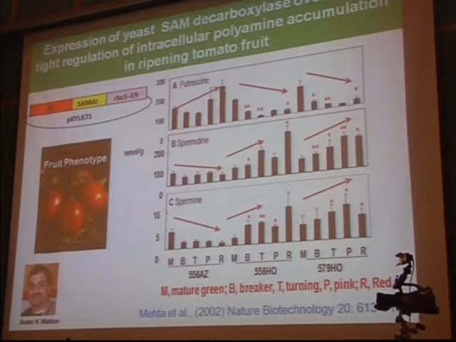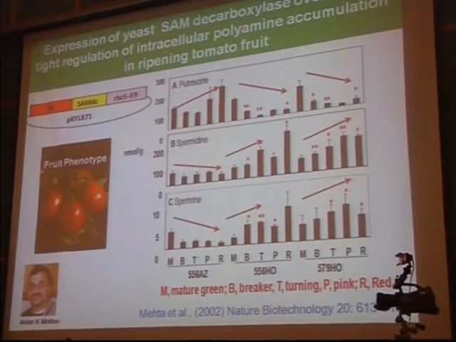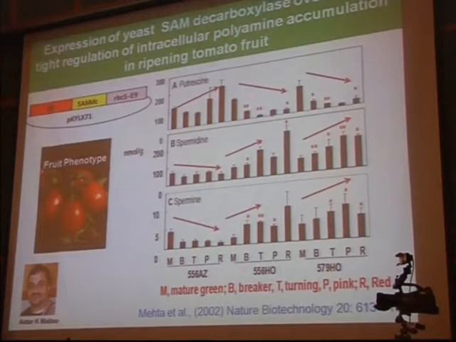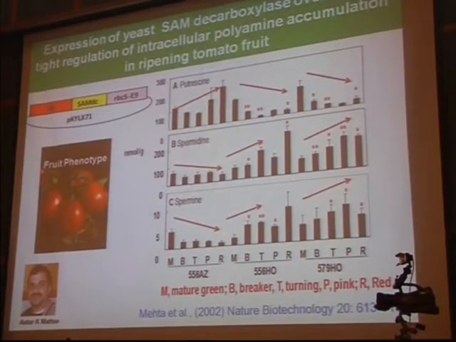One thing we find is that when you express the SAM decarboxylase in a ripening tomato fruit, the level of polyamines goes up in ripening fruit. For example, putrescine goes up in ripening fruit, but spermidine and spermine both go down. However, when you express the gene, you can get a much higher level of polyamines.